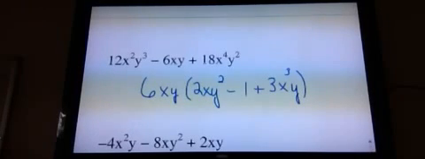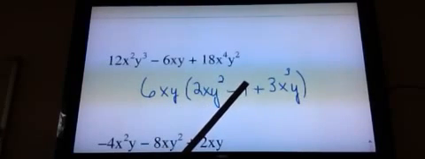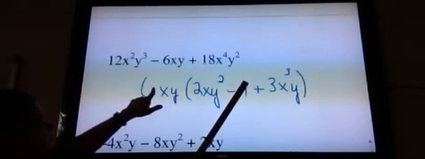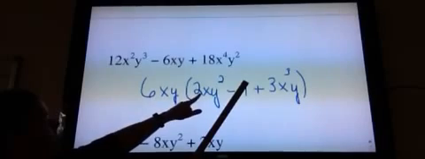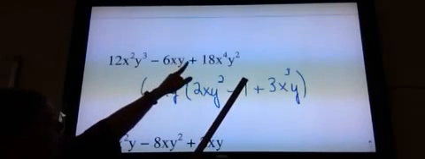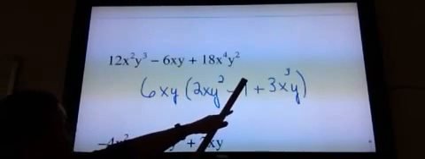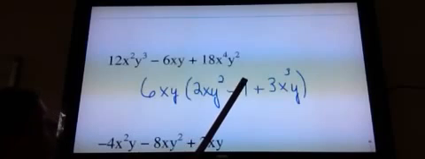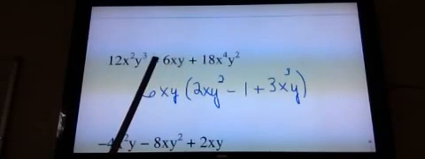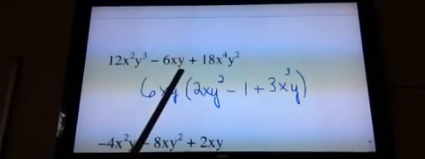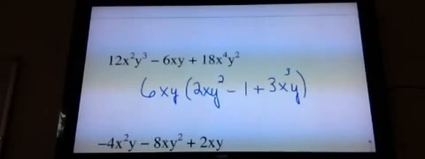Now, if you forget to put the 1, you'll notice when you check that you don't have it right. Because let's say you didn't put that there. When I go to check, I multiply and get 12 x squared y to the 3rd. And then when I go over there, I'm going to get my 18 x to the 4th y squared. But this doesn't show up. So that's why checking it will hopefully help you remember that 1 there.